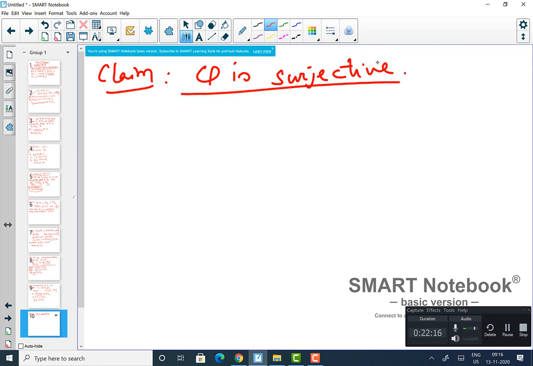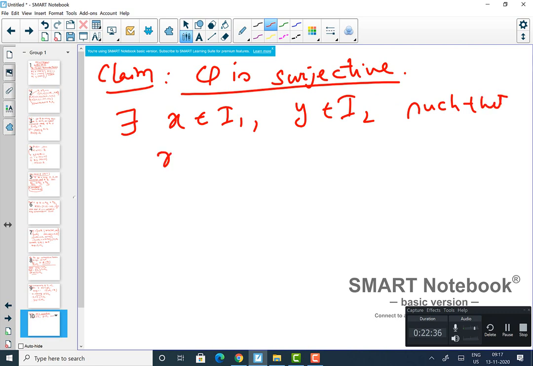Again, I need to use the co-maximality. So co-maximality tells me what? That tells me that there exists, as I told you, x belongs to I1, y belongs to I2, such that this x plus y equal to 1, right? And so what does that mean? That means what is the image of x?